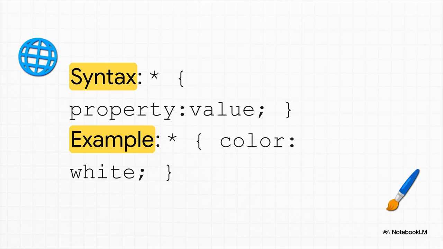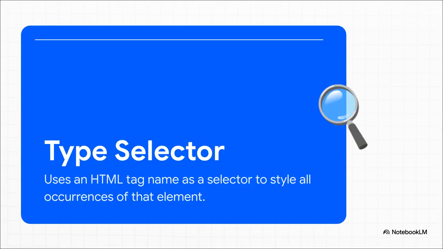With a super simple rule, just like this one, you could turn every single piece of text on the entire page white. It's definitely a broad stroke, but it's actually really useful for setting up some baseline styles. Okay, for a little more precision, we have the type selector. This one lets you target all elements of a certain type, like all your paragraphs or all your main headings. It's kind of like deciding that every single window in your house is going to have the exact same white frame. You're styling a whole category of items all at once.